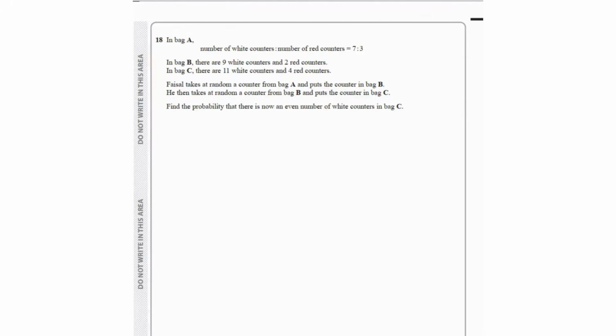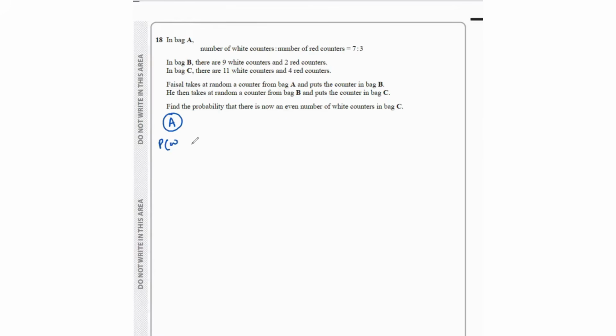Vessel takes at random a counter from bag A and puts the counter in bag B. He then takes at random a counter from bag B and puts the counter in bag C. We have to find the probability that there is now an even number of white counters in bag C. Let's first find probabilities for white counters and red counters in bag A.